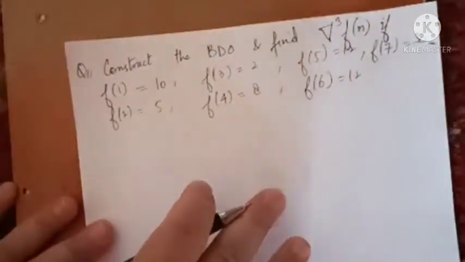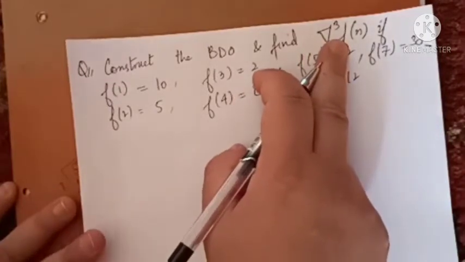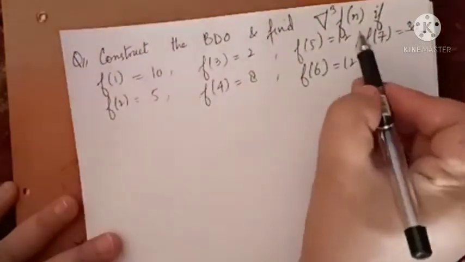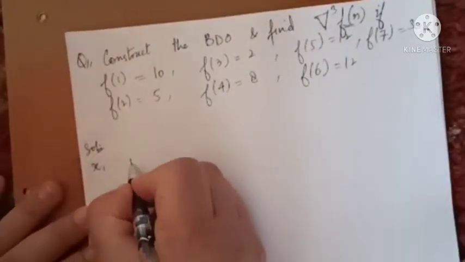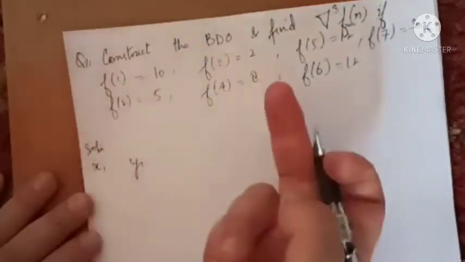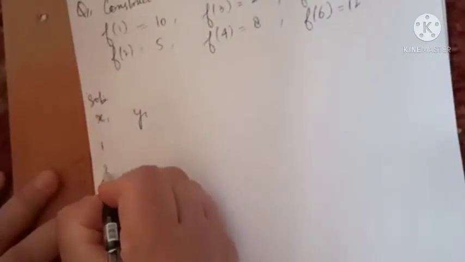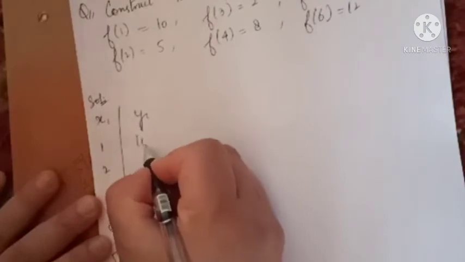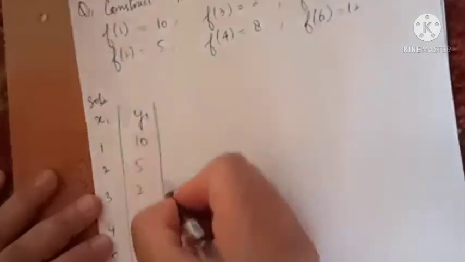Okay, so again we first have to construct the table, then we have to find this operator at the third degree. We have to find the value of f of n. Okay, solution. So xi yi, xi हमारे पास values देखिए हैं, that is 1 2 3 4 5 6 and 7. So this is a 10 5 2 8 12 12 and 30.